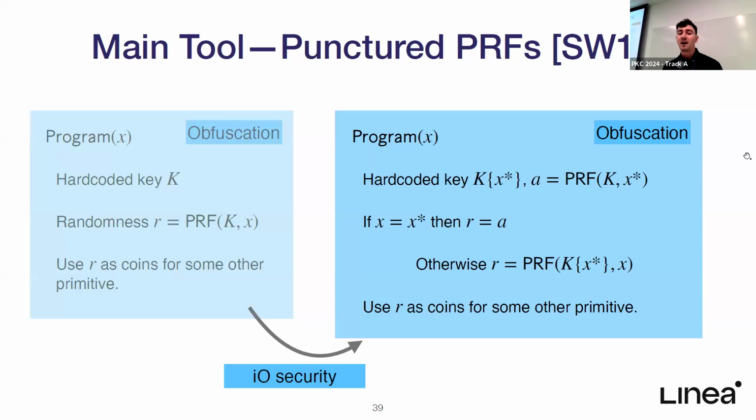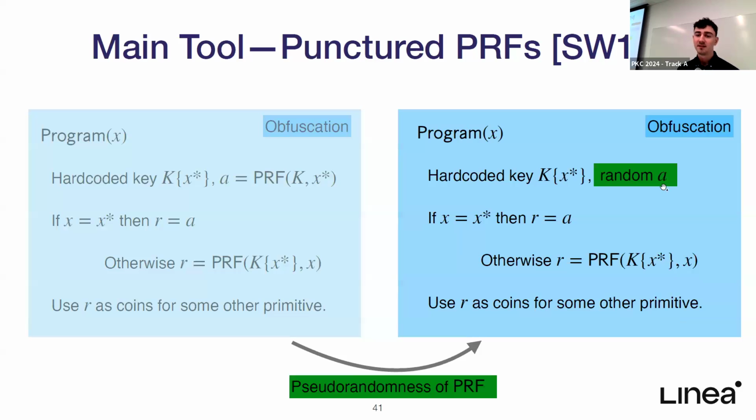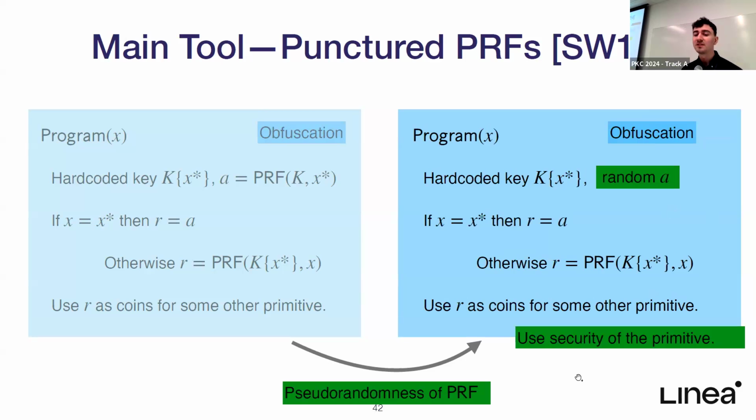The way you do it, you're going to puncture this key at some point X star, where you're going to use security. You have to hard-code the value of the PRF there, because now you cannot evaluate it anymore using the key. If you're evaluating the program at X star where you punctured, then you have to use this hard-coded value. Otherwise, you evaluate the circuit of the PRF, and you use the coins for some other primitive. You do another hybrid where you replace this hard-coded value, using the pseudorandomness of the PRF, with a random string. Then you're using the security of the primitive, because now these coins are actually uniformly random. So that's conceptually the main tool for puncturable PRFs.